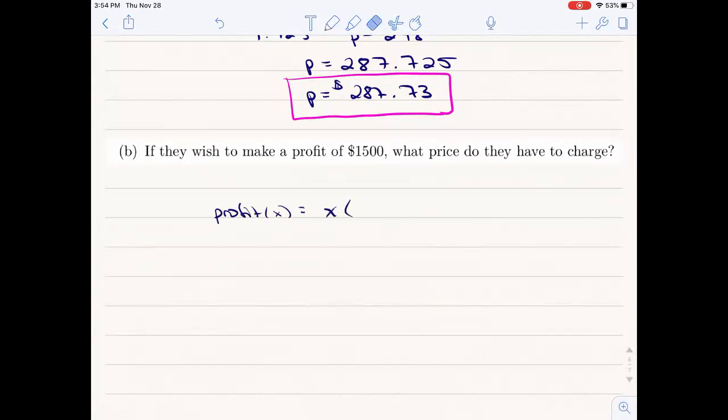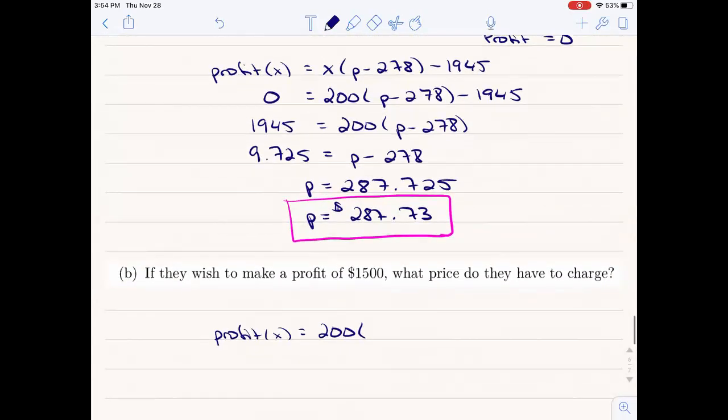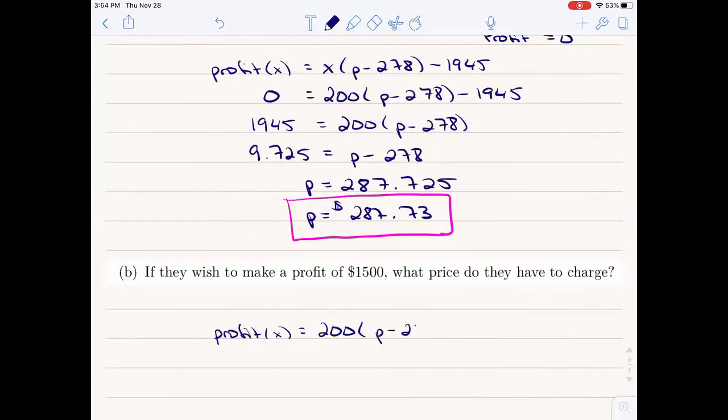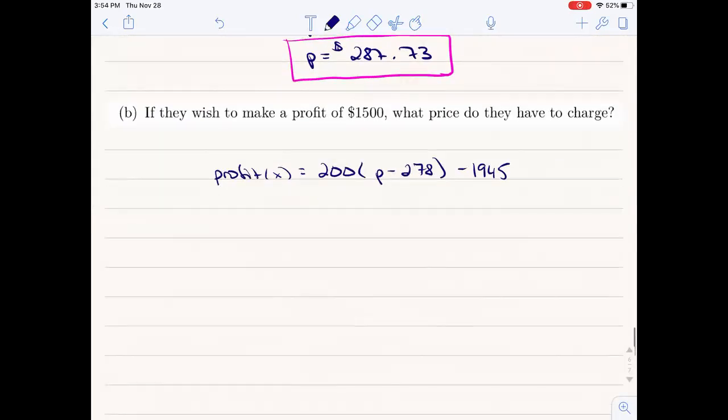And so again, we know the profit of X is 200 times P minus 278 minus 1945. Forcing that profit to be 1,500, 200 times P minus 278 minus 1945.